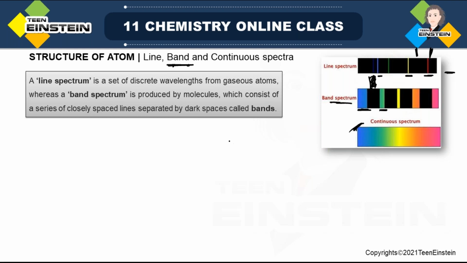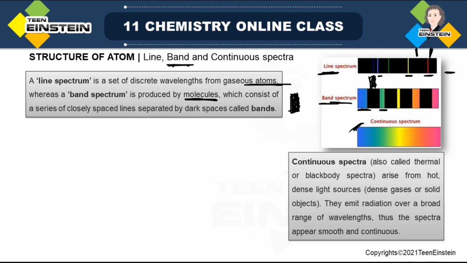But what about band spectrum? Band spectrum is basically produced by molecules. Line spectrum is produced by atoms. Okay, band spectrum is produced by molecules. Now in this case, there is a series of closely spaced lines separated by dark space. So as if you have lines like this, then another line, another line. So when several lines come together, it will create some band type of nature. Okay, this is a difference. So remember, line is for atom, band is for molecules. And why for molecules it is different, we will also see that reason.